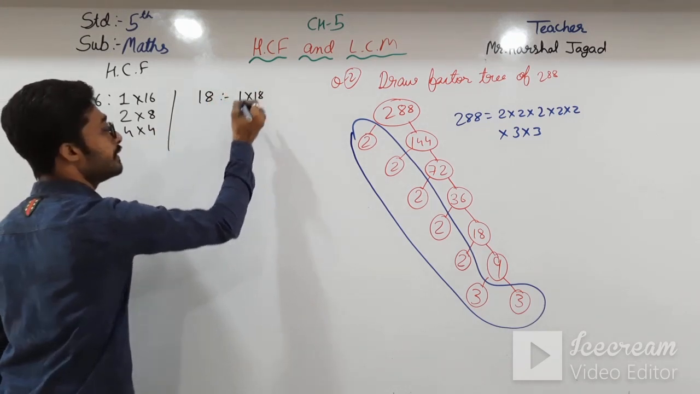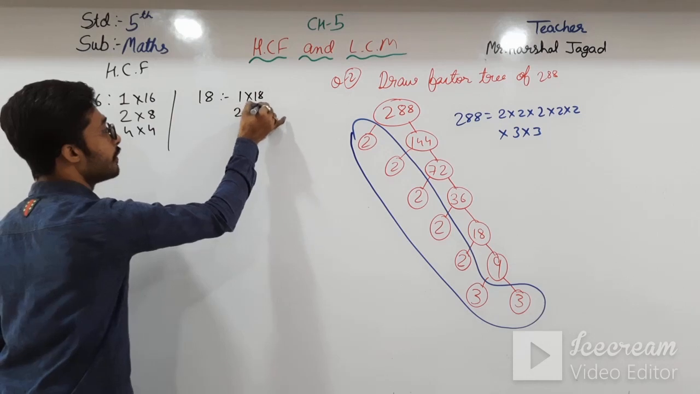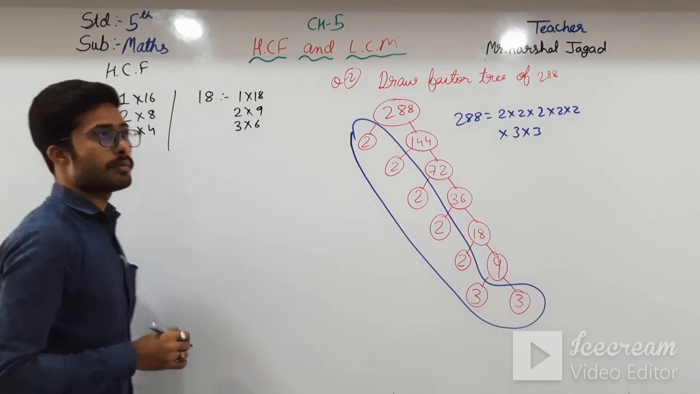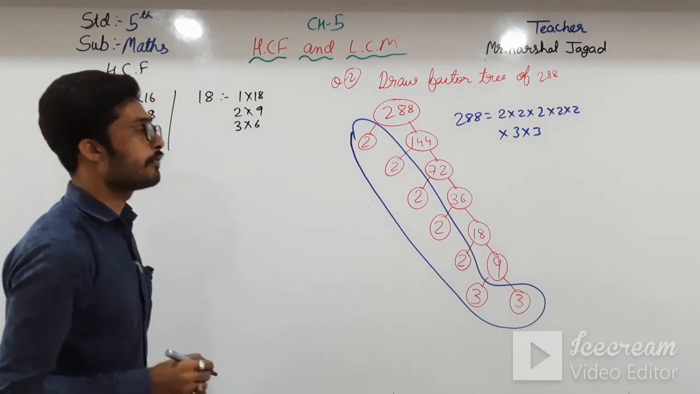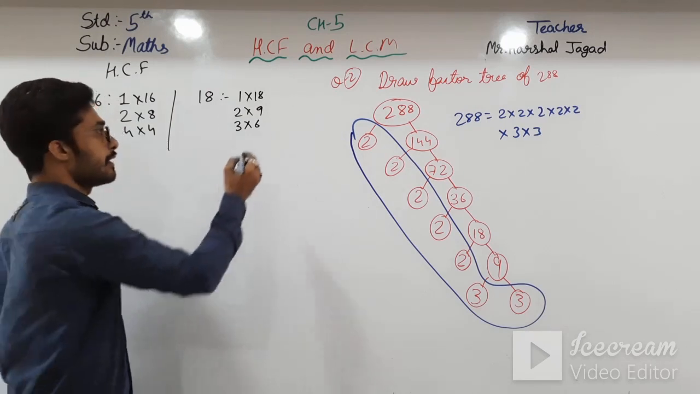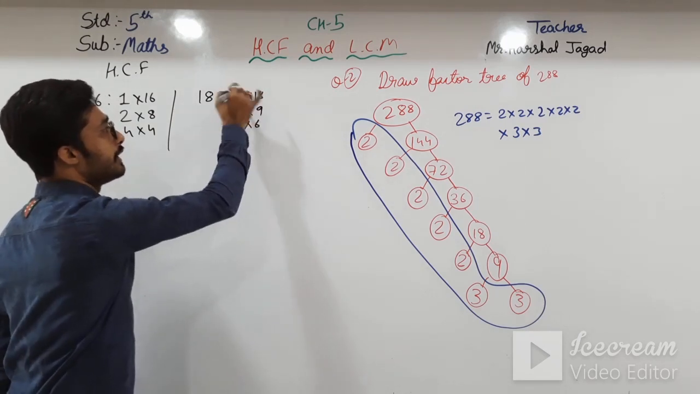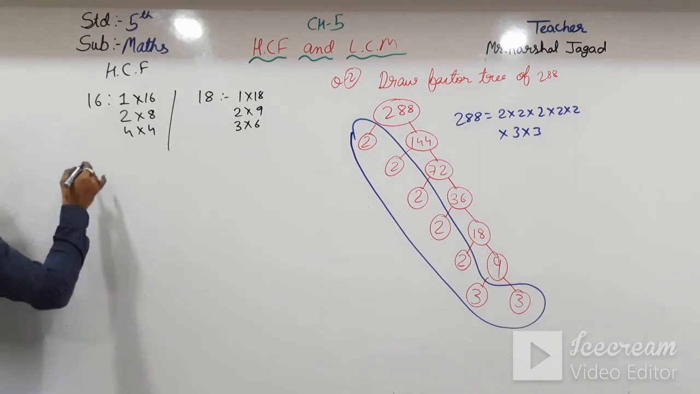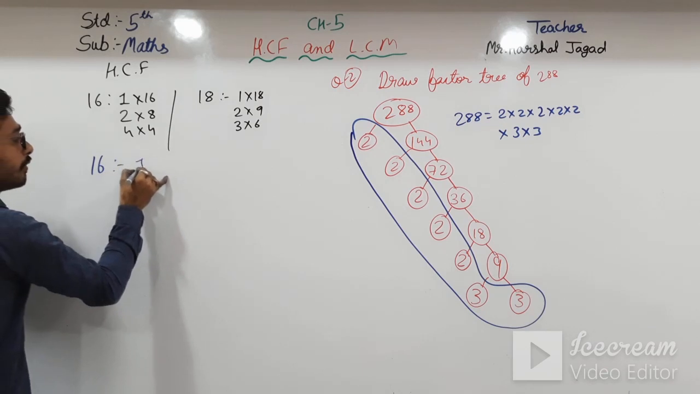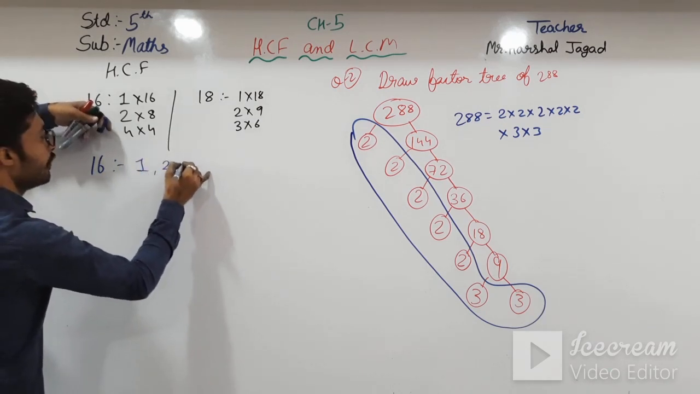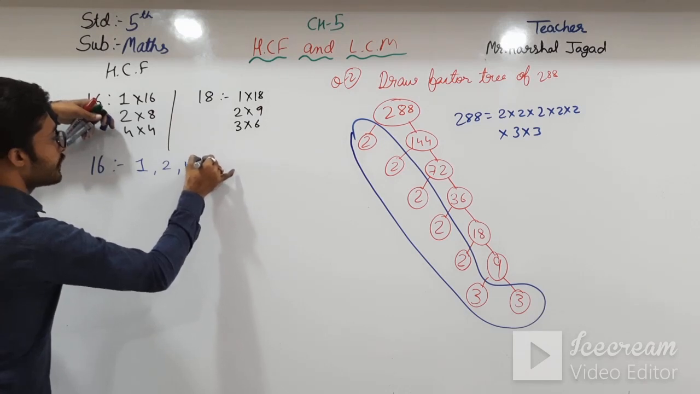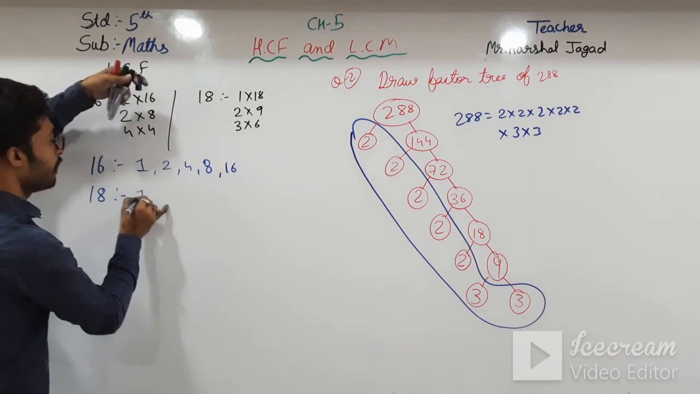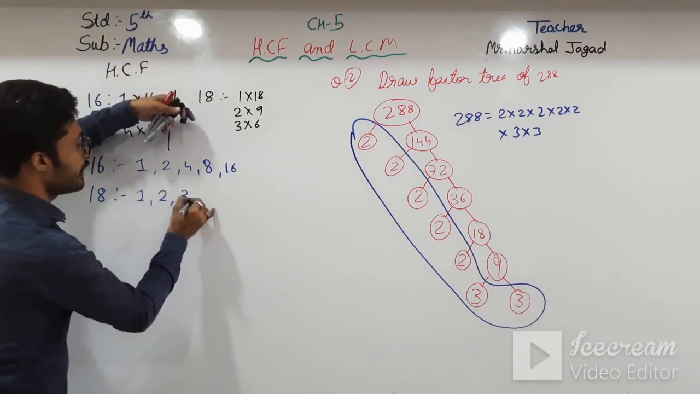1 into 18, it is 18. 2 into 9, it is 18. 3 into 6, it is 18. In the 4 table, 4 fives are 20, no, 18 doesn't come. In the 5 table also not. 6 threes are 18, then comes 9 twos are 18, 18 ones are 18. So here you can see the factors of 16 are 1, 2, 4, 8, 16, and of 18 are 1, 2, 3, 6, 9, 18.